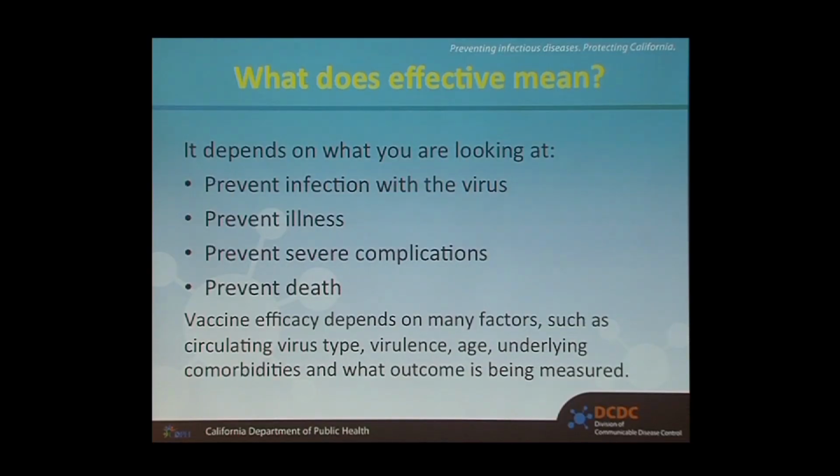And the vaccine alone depends on many factors. Is there a match? Did they guess right back in February what's going to be circulating in November? Is the strain that's now circulating more virulent? How old is the population being immunized? Because older folks are thought to have less vigorous immune response than younger folks. Are you immunizing people who are healthy or who have underlying disease? And again, what outcome are you measuring?